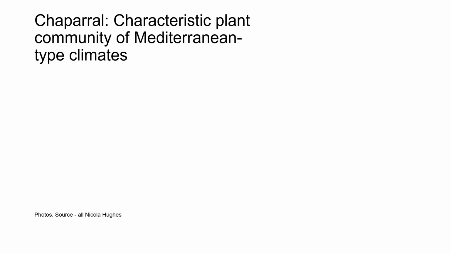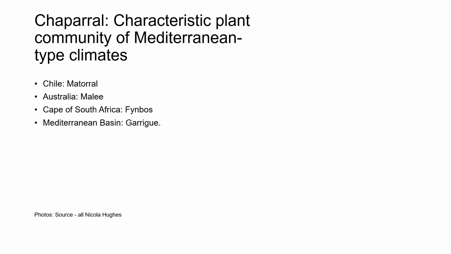Chaparral is the plant community that's characteristic of Mediterranean-type climates. In Chile, it's referred to as matorral, in Australia as mallee, in the Cape of South Africa it's fynbos, and in French-speaking parts of the Mediterranean basin it's garrigue.